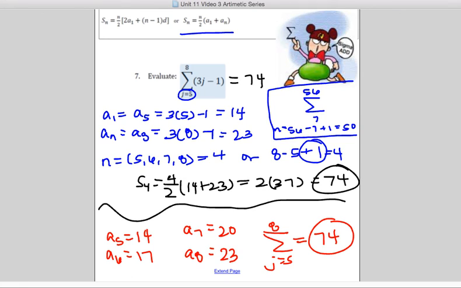All right, that is the end of Unit 11, Video 3. If you have any questions, please let me know, and just let you know you will need to know these two equations for your quiz at the end of this unit.